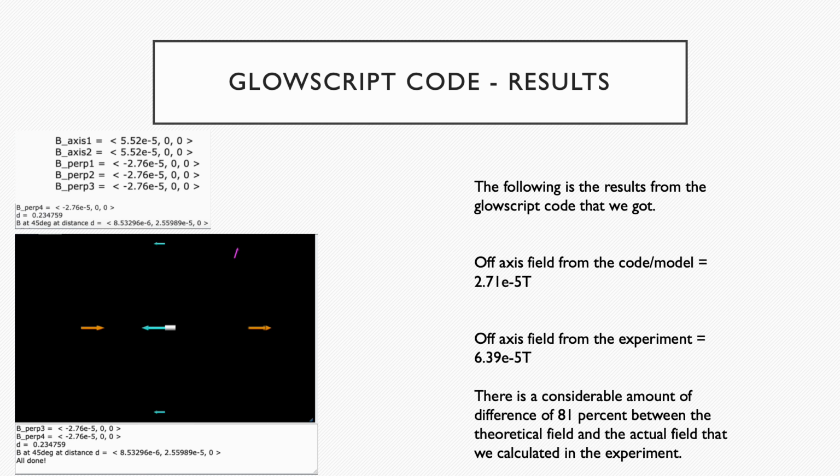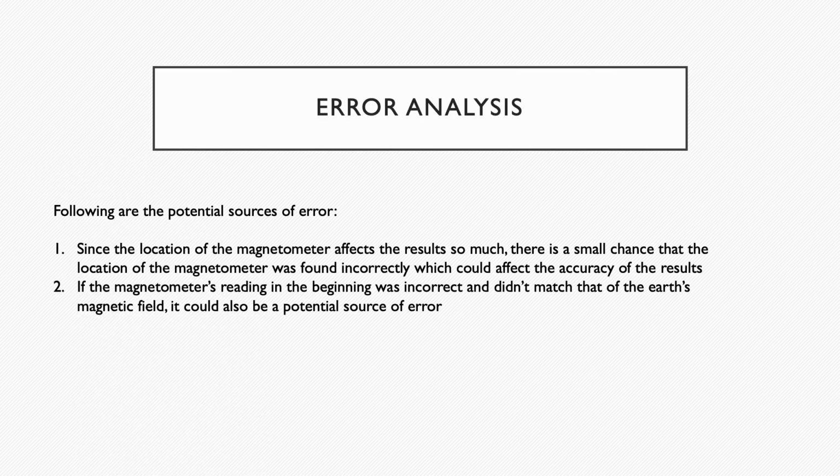So the off-axis field from the code/model came out to be 2.71 times 10 to the power minus 5 Teslas. However, from the experiment that we did just before this, the off-axis field was found out to be 6.39 times 10 to the power minus 5 Teslas. There's a considerable difference of 81% between the theoretical field and the actual field that we calculated in the experiment. So in these images we can see the different axes and the distance and all that.